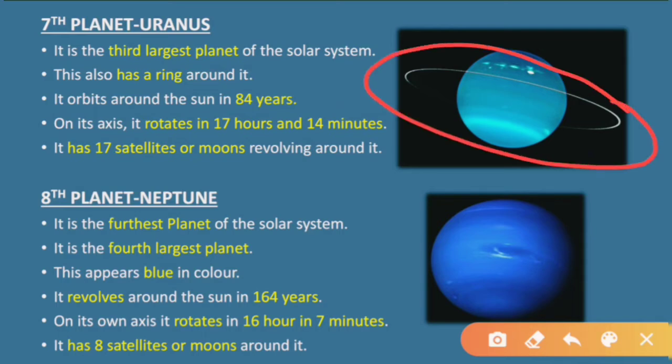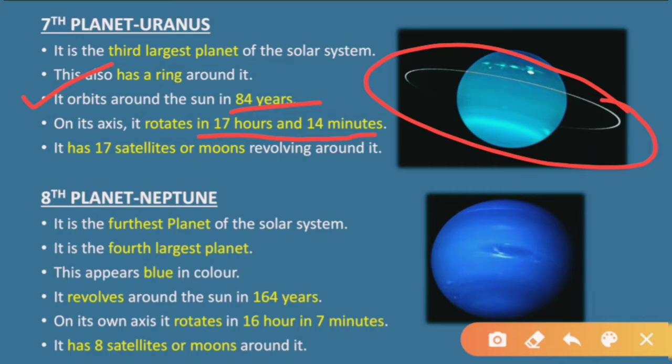It orbits around the sun in 84 years, meaning it takes around 84 years for Uranus to complete one circle around the sun. Understood? On its axis, it rotates in 17 hours and 14 minutes, meaning it rotates in its own place. It completes one circle in its own place in how much time?